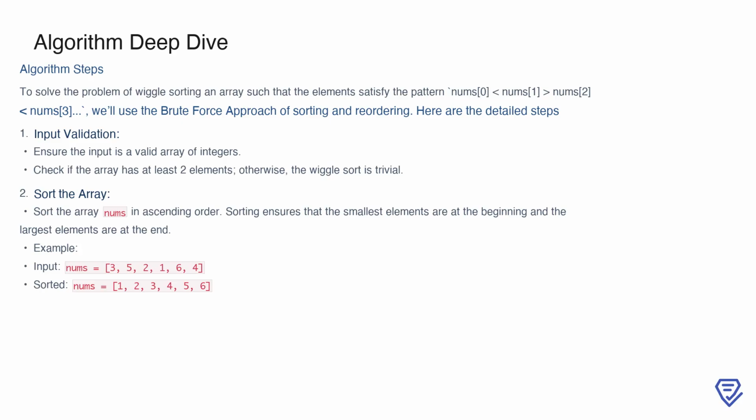Once the input is confirmed, the next step is to sort the array in ascending order. Sorting helps arrange the smallest elements at the beginning and the largest at the end, which is crucial for reordering later. For example, if the input is 3, 5, 2, 1, 6, 4, sorting would give us 1, 2, 3, 4, 5, 6. This provides a clean starting point for the subsequent steps to achieve the wiggle pattern.